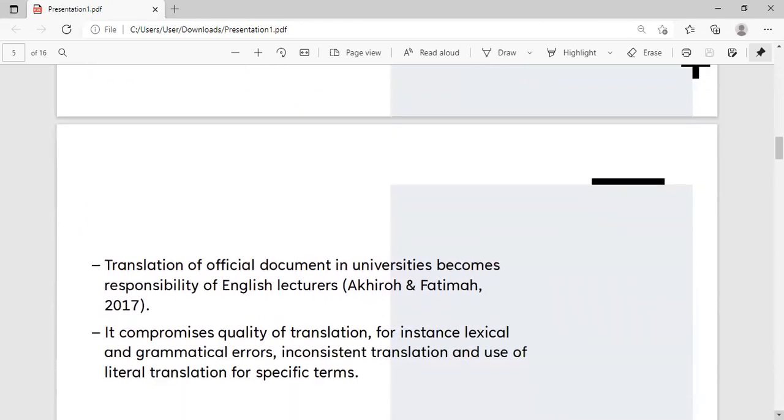Unfortunately, translation of official documents in universities becomes the responsibility of English lecturers. These lecturers may not have any experience in translation. As a result, it compromises the quality of translation. As an example, lexical and grammatical errors, inconsistent translation, and also the use of literal translation for specific terms.